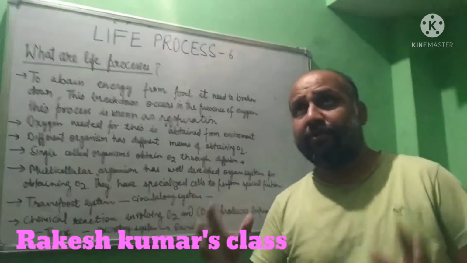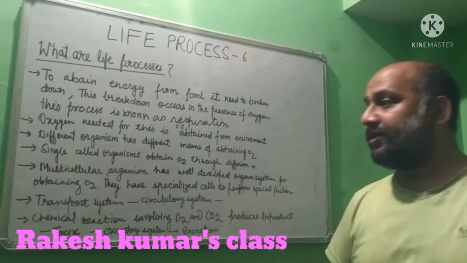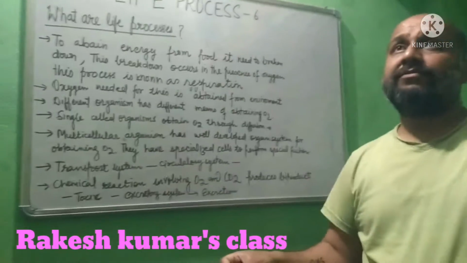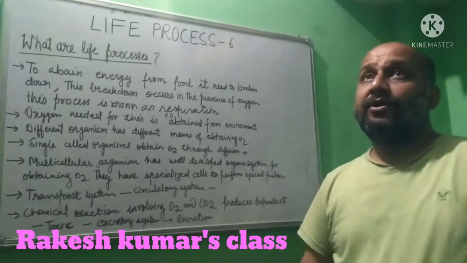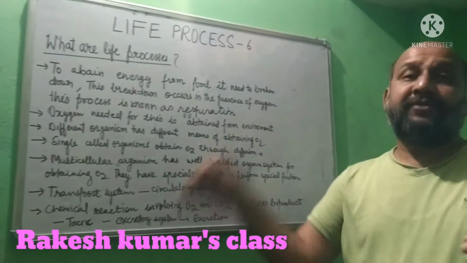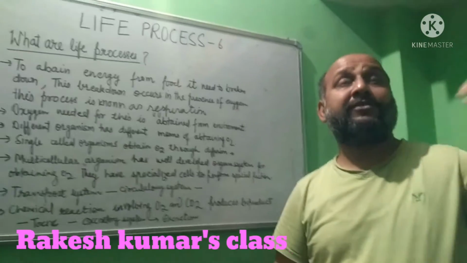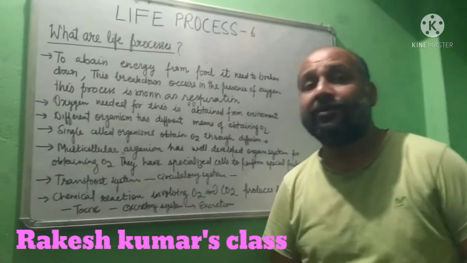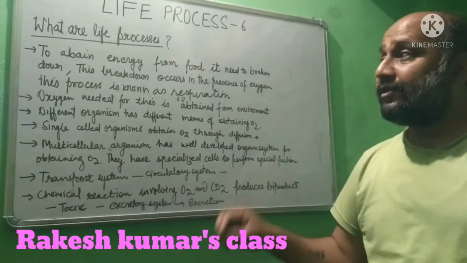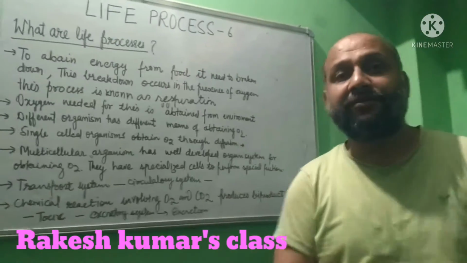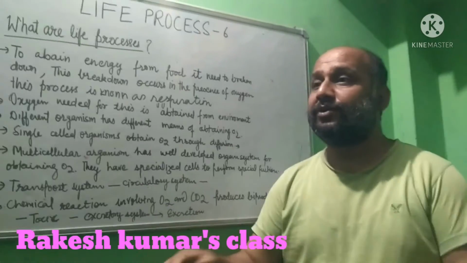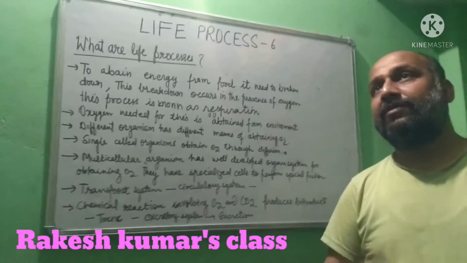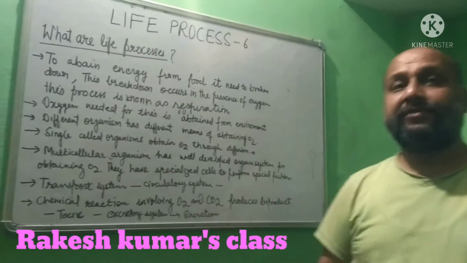Another problem in living organisms is that oxygen is taken in at one side and it is used at different places in the body. How is this problem solved? How is oxygen transported to different parts of the body? To solve this problem, multicellular organisms have a circulatory system.